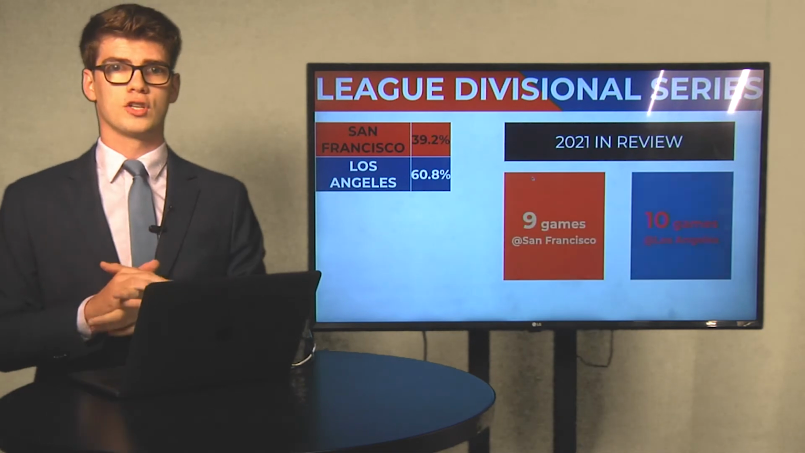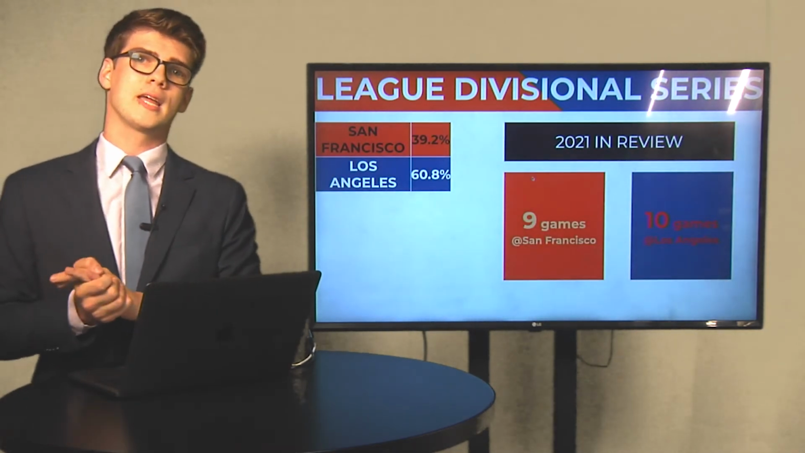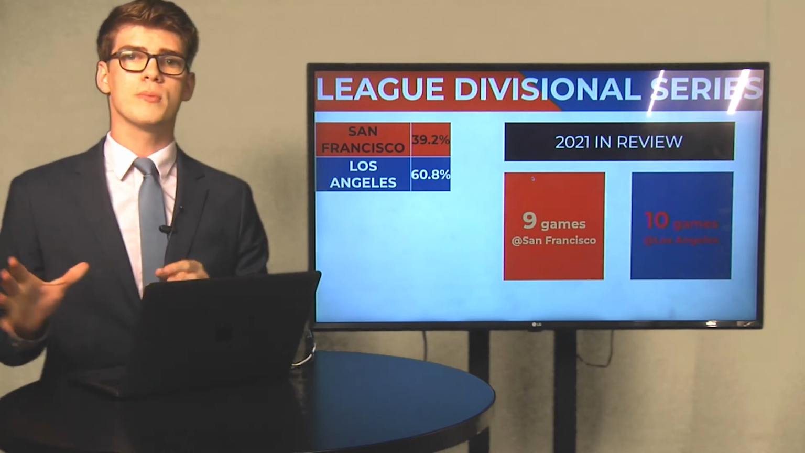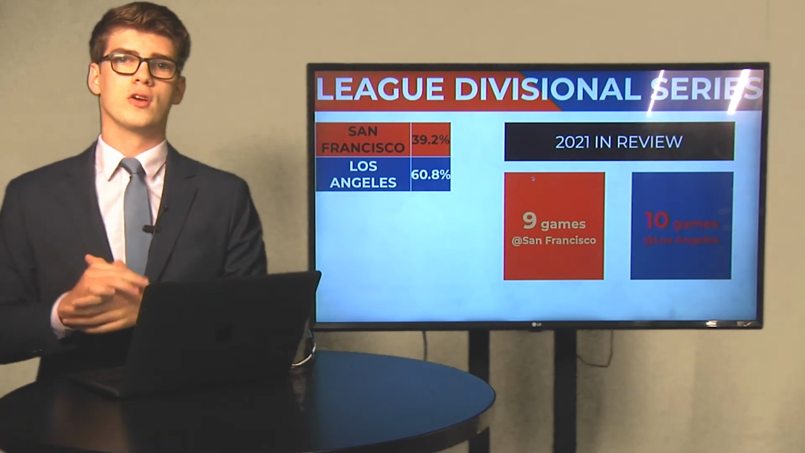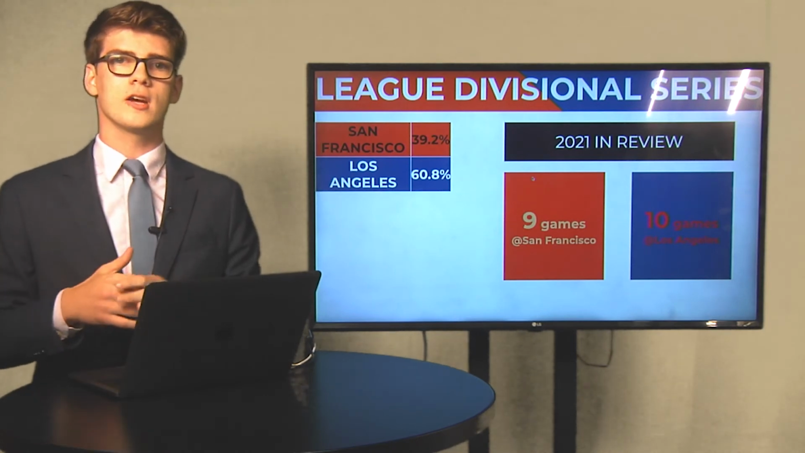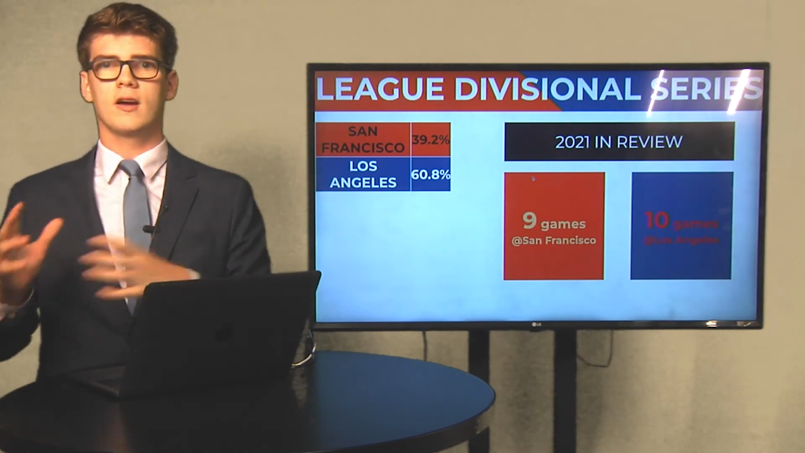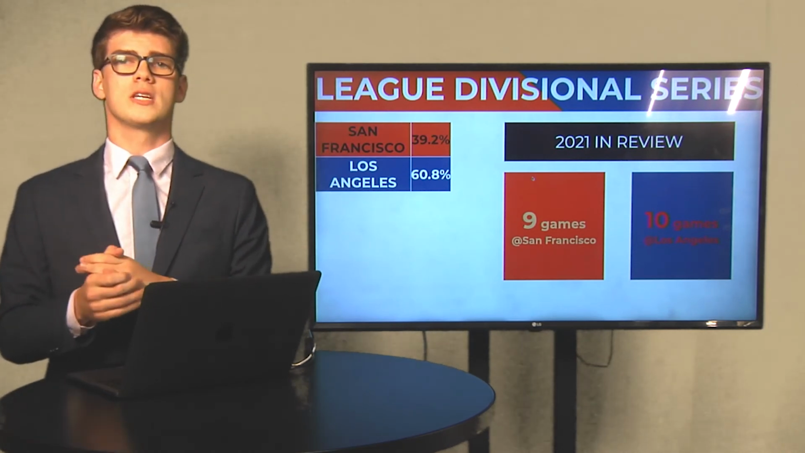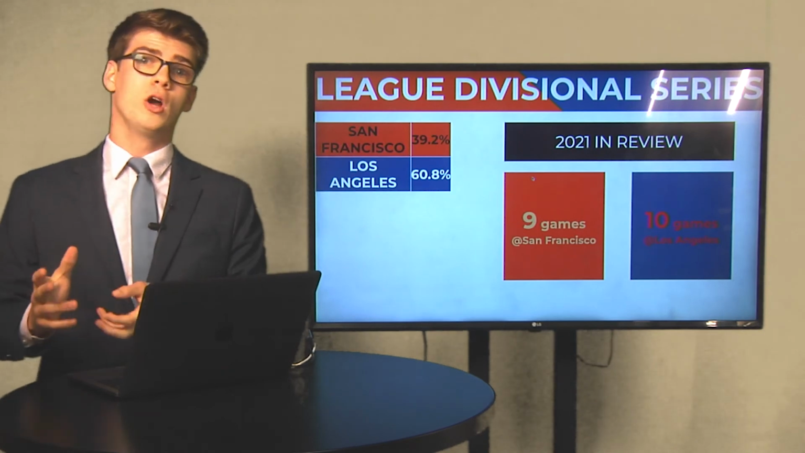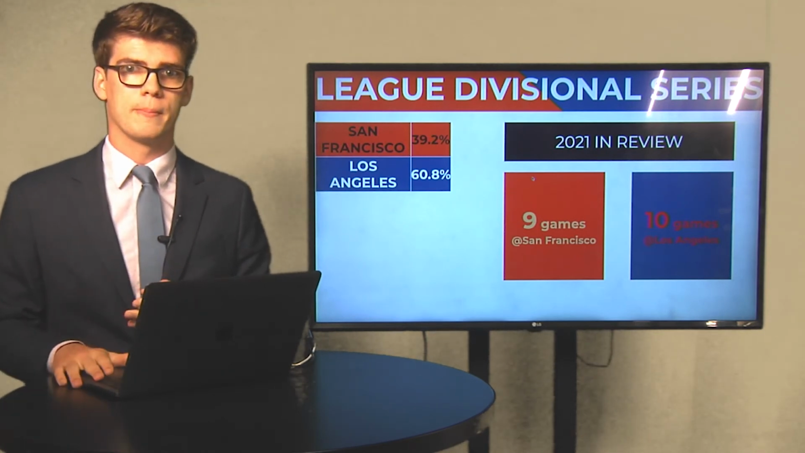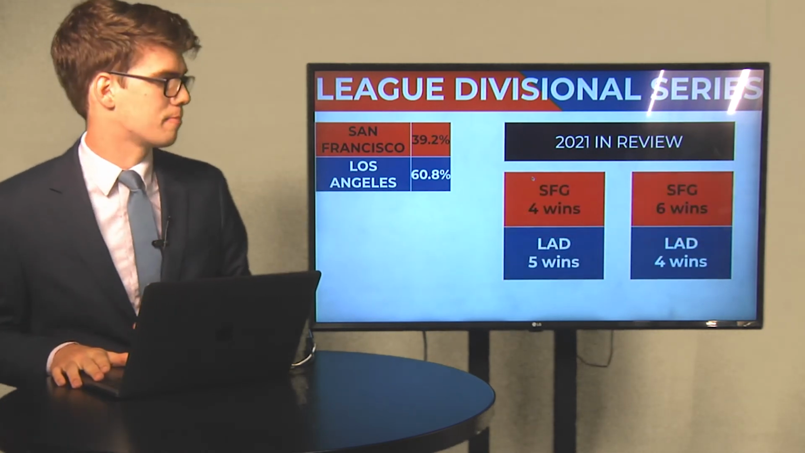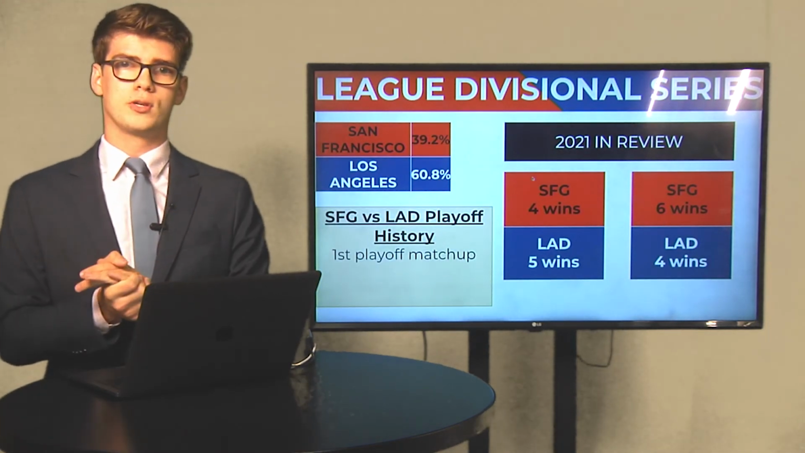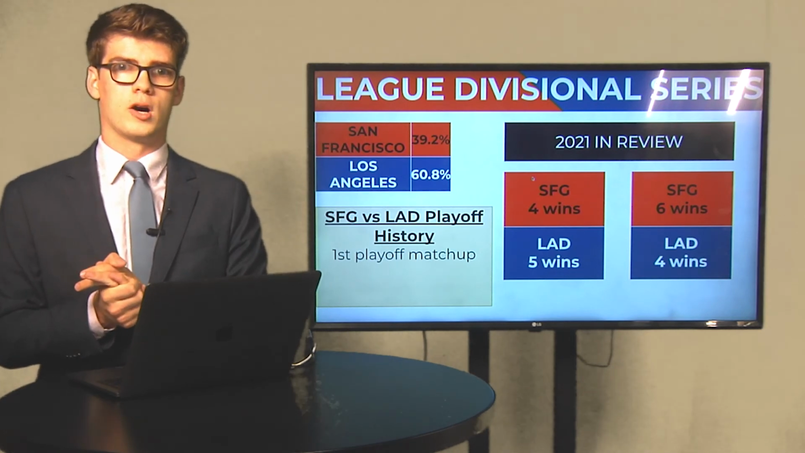Once again, two division rivals are facing off who also played 19 games against one another in the regular season, 9 in San Fran and 10 in LA. Each team was outperformed at home field, with the Dodgers taking 5 of 9 in San Francisco and the Giants taking 6 of 10 in Los Angeles. Why are the Dodgers favored? Their plus 14 run differential versus the Giants in San Francisco, where games 1, 2, and 5 are taking place. Like the other NLDS matchups, this is the first ever playoff meeting between these two NL West squads.